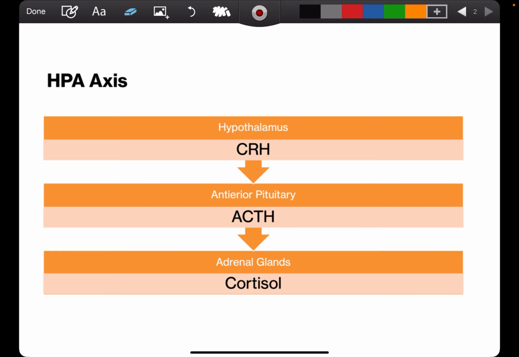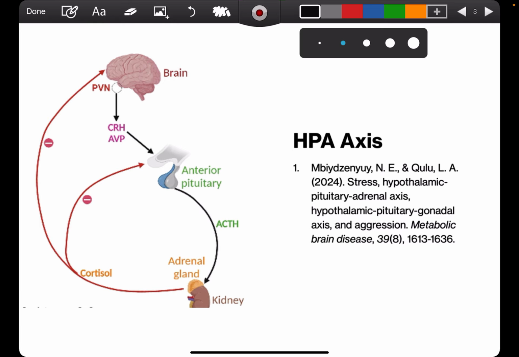So starting off with the HPA axis, that is the hypothalamus, anterior pituitary, and adrenal glands. At the hypothalamus, we begin with corticotropin releasing hormone, which is CRH. And then that moves into the anterior pituitary to synthesize and create adrenocorticotropin hormone, ACTH, and then that gets released into the systemic circulation, travels to the adrenal glands, and cortisol, which is synthesized de novo through cholesterol, is released from the adrenal glands and into the systemic circulation.